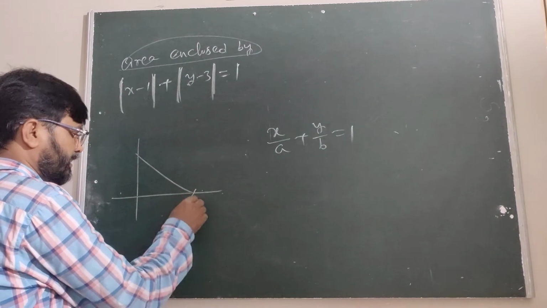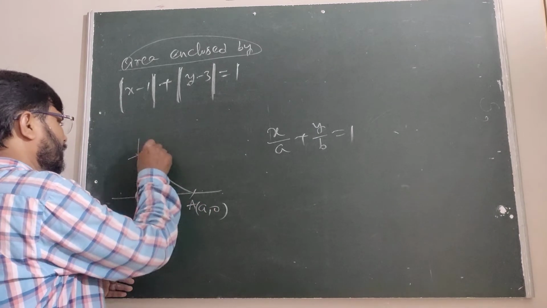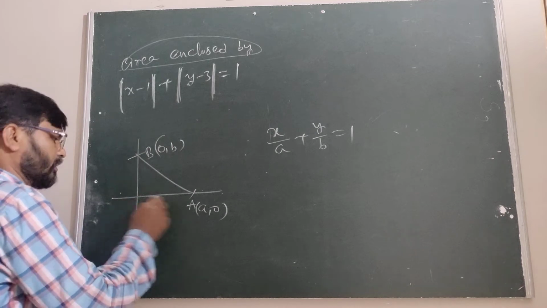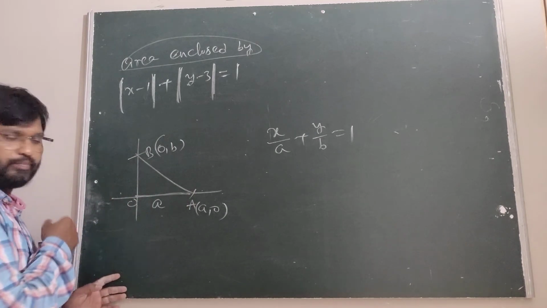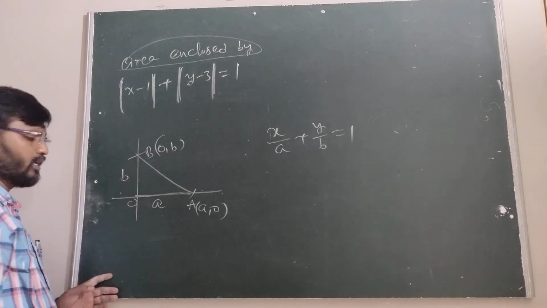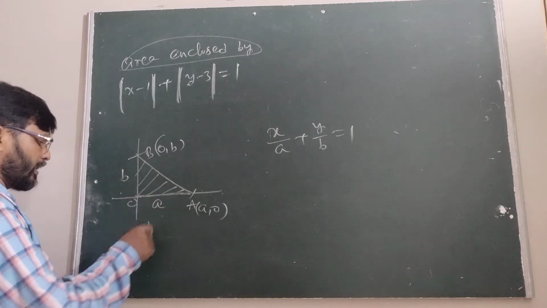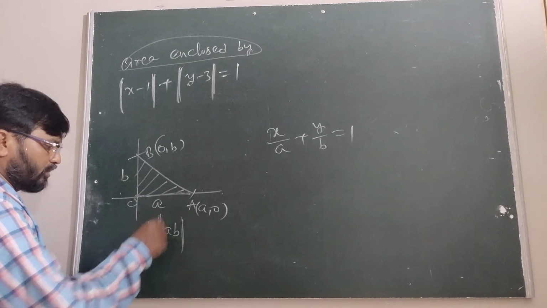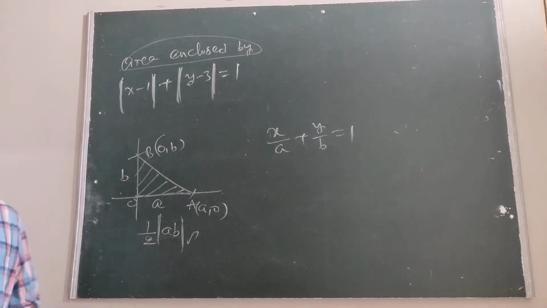This line intersects the x-axis at (a, 0) and the y-axis at (0, b). The length of the x-intercept is small a, and the length of the y-intercept is small b. Now we know that the area of the triangle is half base into height. We have to take the modulus of AB, since the area is always positive.